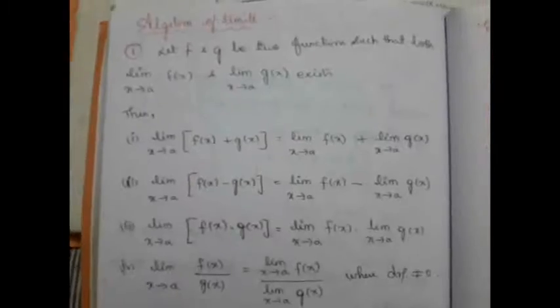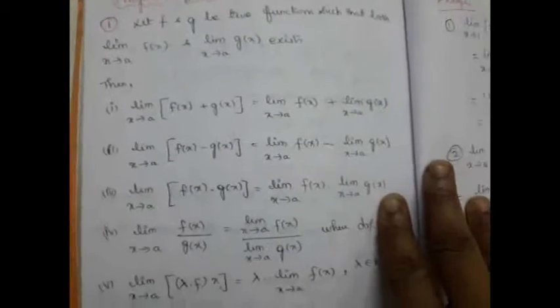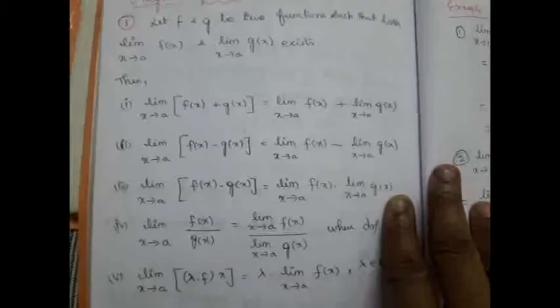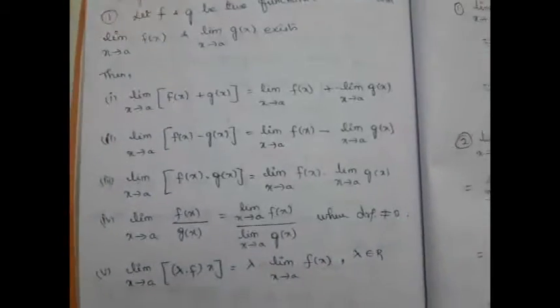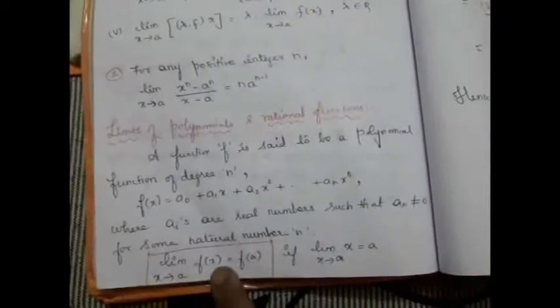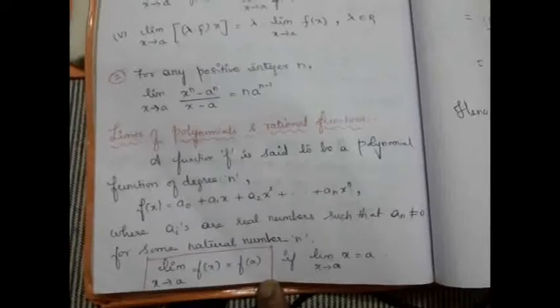And then we have seen what is algebra of limits. We can add, subtract, multiply and divide two functions if their limit individually exists. And also we have seen what is the limit of a polynomial and a rational function. Limit x tends to a, f of x is nothing but f of a.